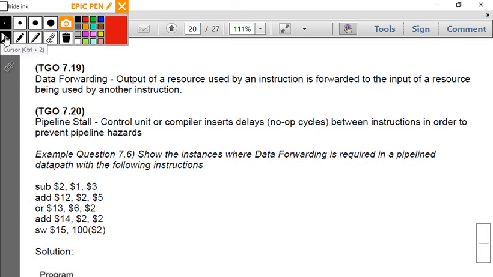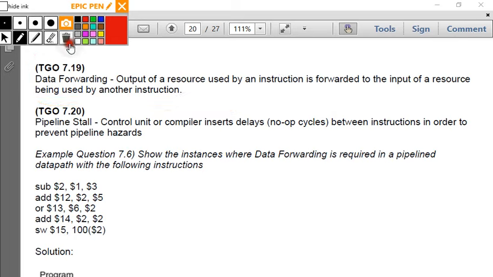So the question is, we have all these problems, how do we solve them? And that becomes more hardware. So you have to add in what's known as a data forwarding unit.